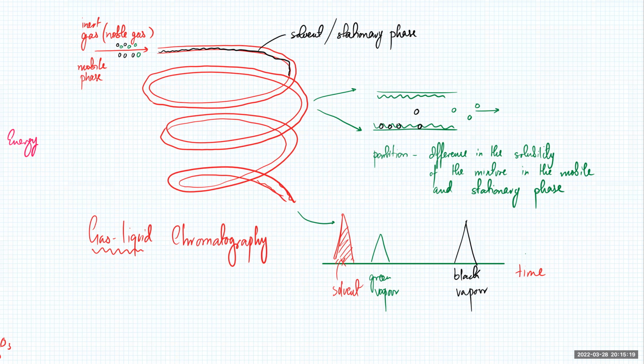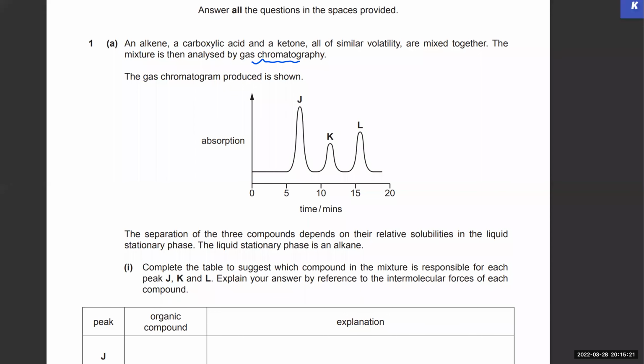Yes, sir. So coming back to this question, you've got these three things. He's saying an alkene, a carboxylic acid, and a ketone, all of similar volatility. Similar volatility means that they almost have the same boiling points, so they have the same tendency to form vapor or get vaporized. The mixture is analyzed by gas-liquid chromatography. The separation of the three compounds depends on their relative solubilities in the liquid and stationary phase. The liquid stationary phase is an alkane.